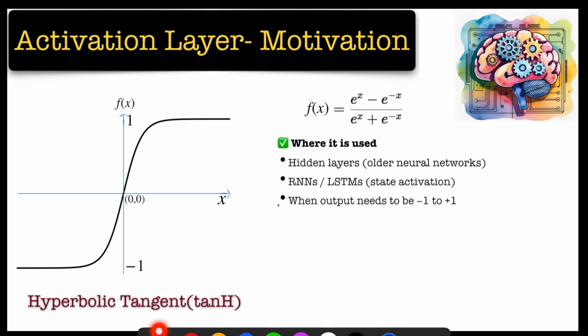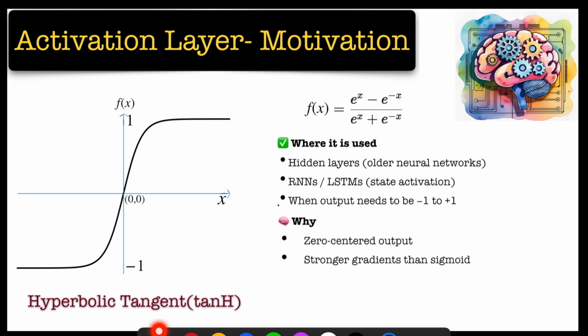Where is it used? In hidden layers of older neural networks. Earlier we used to use tanh functions a lot. Nowadays in RNNs and LSTMs we use tanh. RNN is recurrent neural network and LSTM is long short-term memory. These we'll discuss later in a separate playlist, and then we'll clearly discuss why we use tanh there. But this is one simple example: when output needs to be between -1 and +1, then we can use tanh.